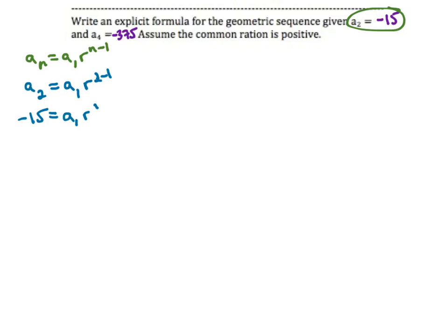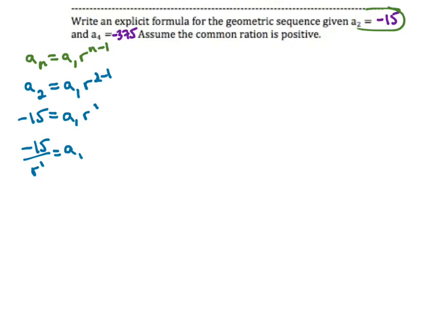Yuck, we have two variables. We cannot solve this with only one equation. Let's go ahead and solve it for a sub 1 though, because if we do, we know that there's going to be an a sub 1 in the other equation for this one. So let's go ahead and solve it for a sub 1. Negative 15 over r to the power of 1 equals a sub 1. Okay, doesn't feel like we're getting anywhere, but we are.